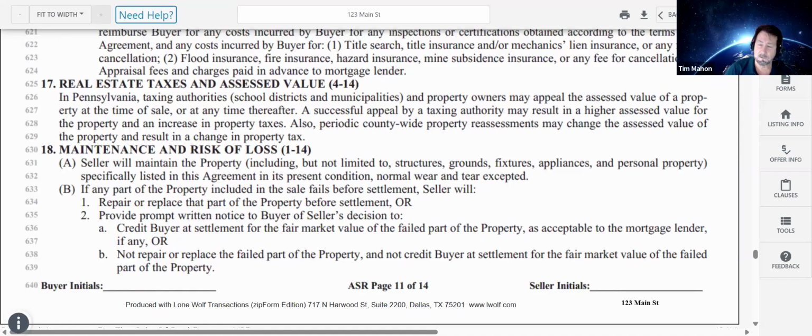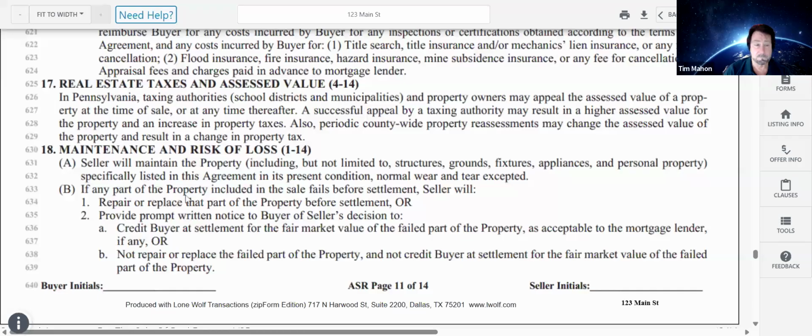Maintenance and risk of loss is a clause really more for the seller, but a notice to the buyer that the seller promises to maintain the property in its present condition, including but not limited to structures, grounds, fixtures, appliances, personal property. And they also will keep the property insured until they go to settlement, because the buyer's insurance doesn't kick in until the closing date. The buyer gets to do a walkthrough for that particular reason.